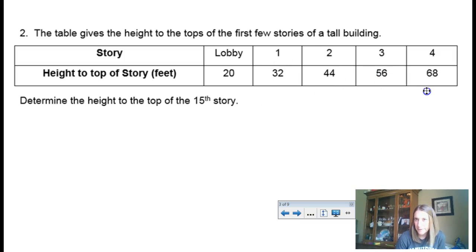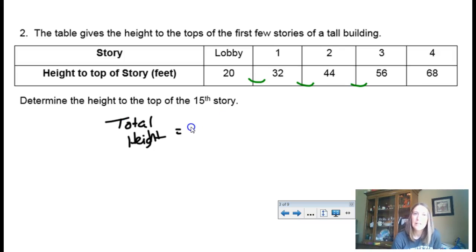Now, I sense a pattern going on here. After the lobby, this looks like it's going up by 12 and then going up by another 12 and going up by another 12. So we could kind of continue the pattern out all the way to the 15th story. I don't know if that's a real efficient way to do it though. So if I think about a verbal model here, let's start with my total height is going to be, we're going to start at the lobby, right? Because the lobby is the weird one. But then it's going to go up the change for each story.